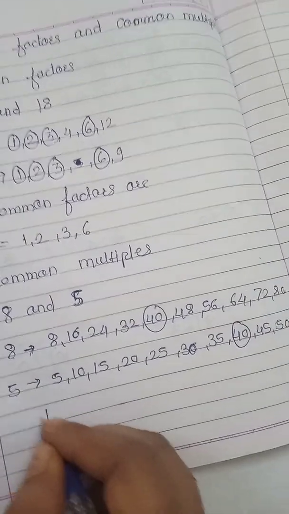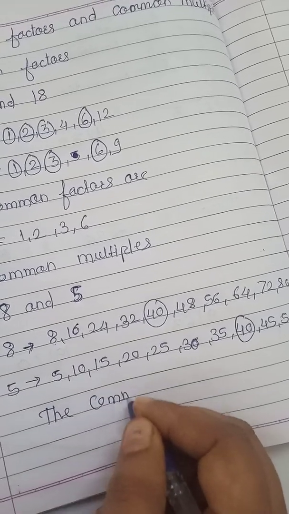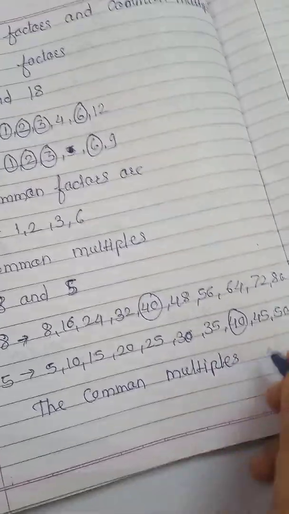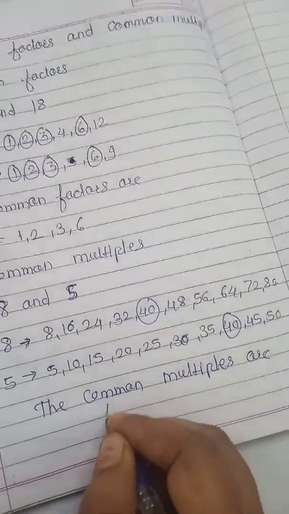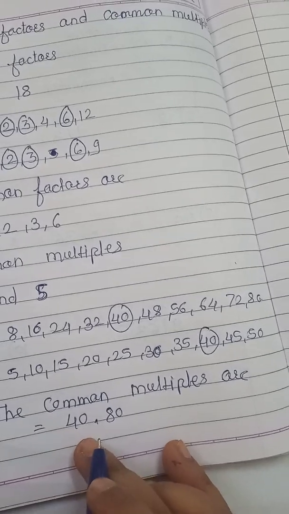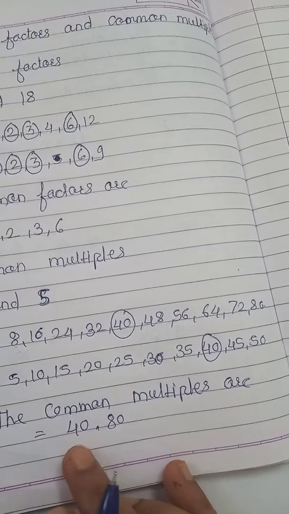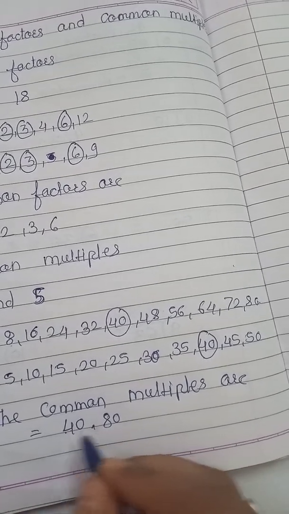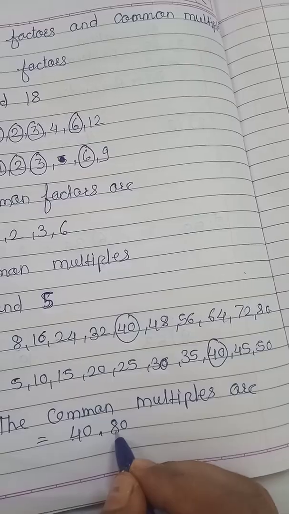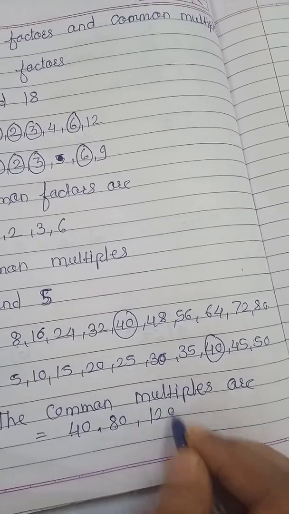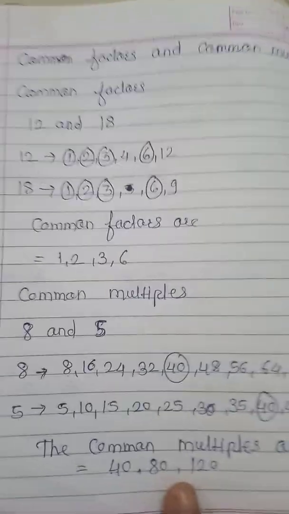So the common multiple is 40. Then the next number is 80, because common multiple means multiplying. 40 times 1 is 40, 40 times 2 is 80. Then 40 times 3 is 120. These are the common multiples.